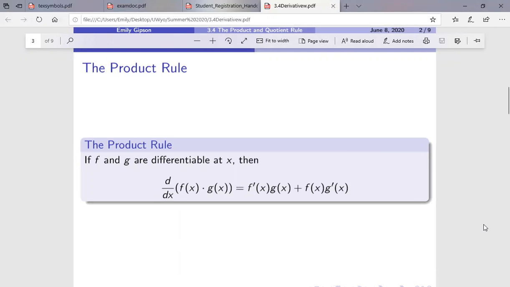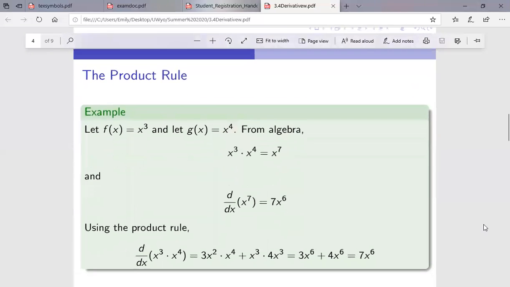So if f and g are differentiable at x, then d/dx of f(x) times g(x) is equal to f'(x) times g(x) plus f(x) times g'(x). And I remember this as the derivative of the first times the second function, plus the first function times the derivative of the second function. So let's go ahead and look at an example.